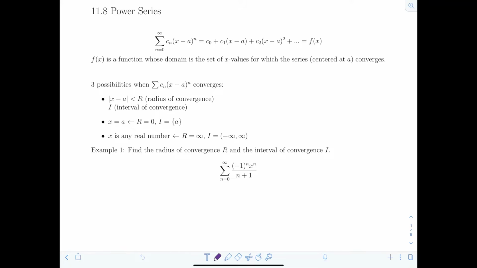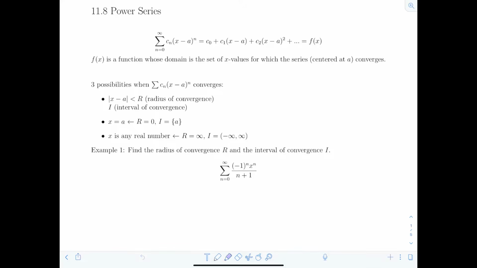In this video we're going to discuss power series: what they are, how to find their radius of convergence, and interval of convergence. So first things first, what is a power series? Well, a power series is a special series that has the following form.